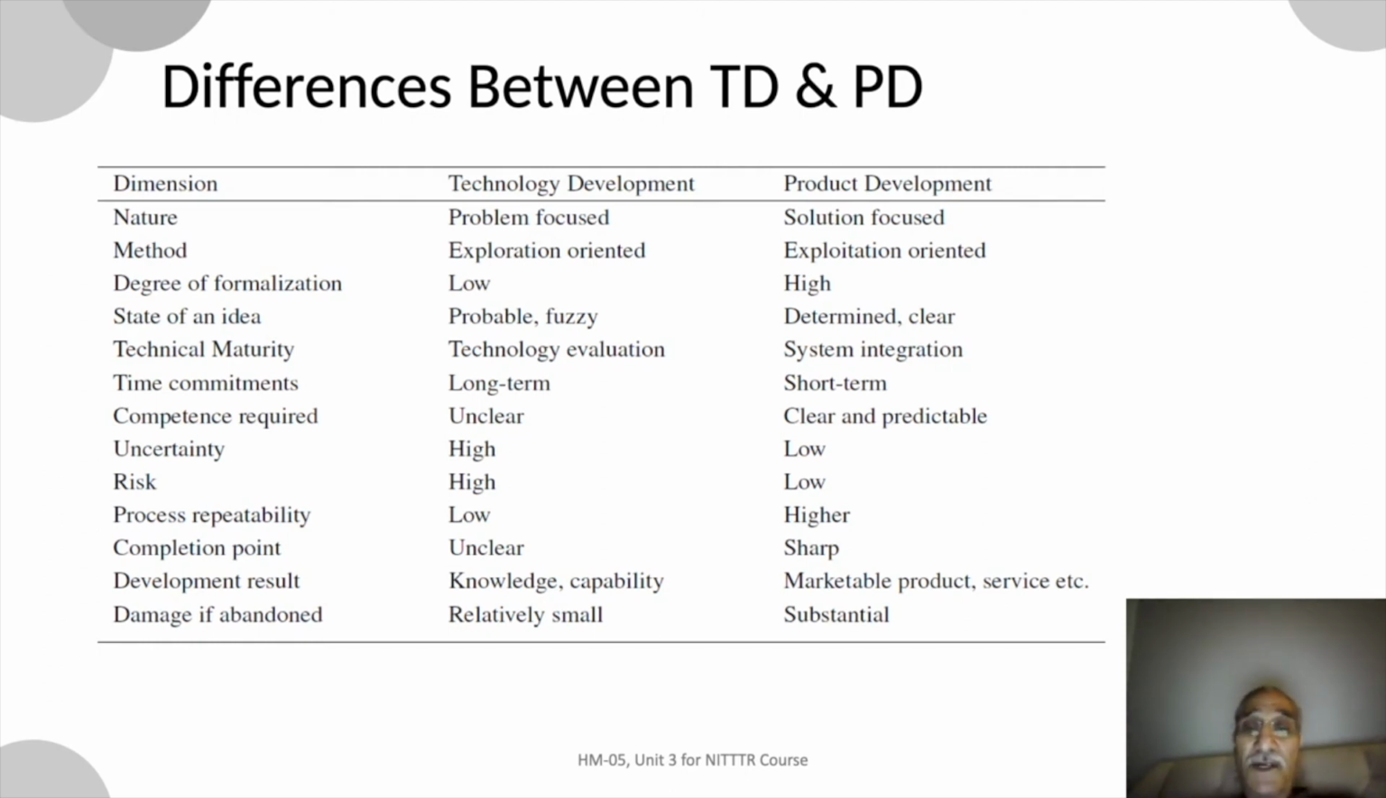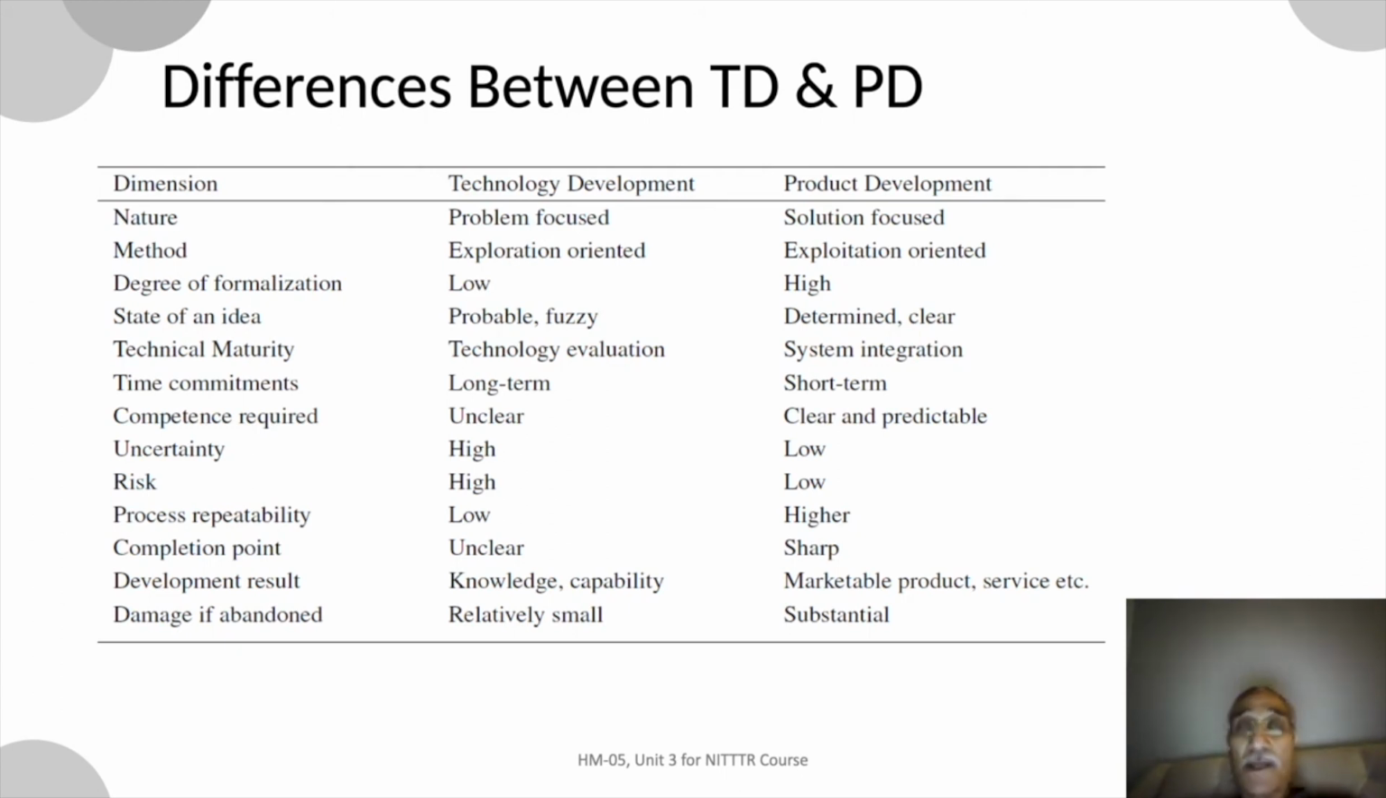Uncertainty is high in technology development and low in product development. Risks are high in technology development, low in product development. Process repeatability in technology development is low. That is what we want to overcome. We want to make this process repeatability high. In the case of product, it has to be the highest, because we cannot afford to have a non-standard, non-similar product and a non-repeatable product in the marketplace. Completion point is not clear, because we are not clear when the technology will be ripe and completed, while product development is sharp and clear.